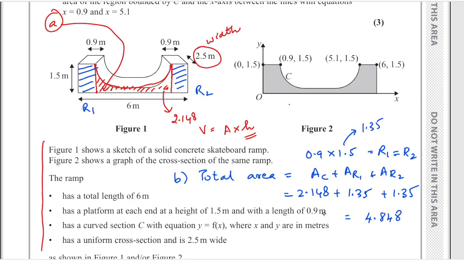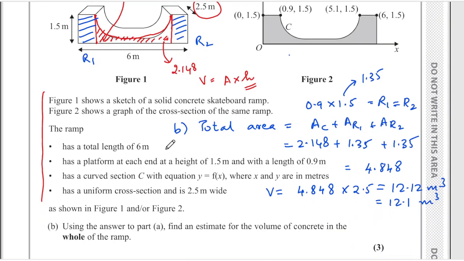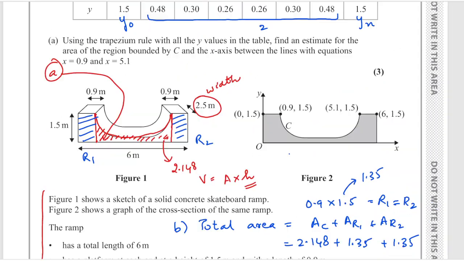This is the area. Now if you multiply the area by the height, that is 4.848 times 2.5, which is the width, this is going to give 12.12 meter cube. This is the volume. If you round it to three significant figures, it is going to be 12.1 meter cube. So this is the answer for the second part.